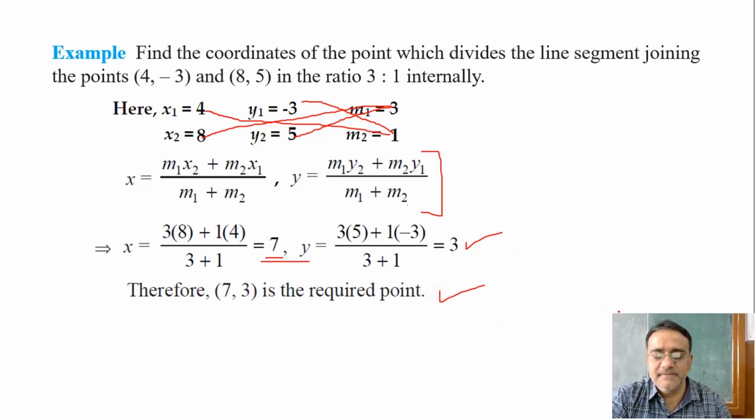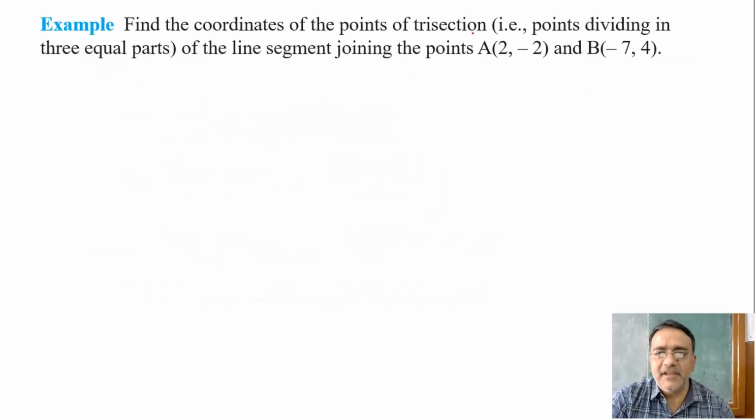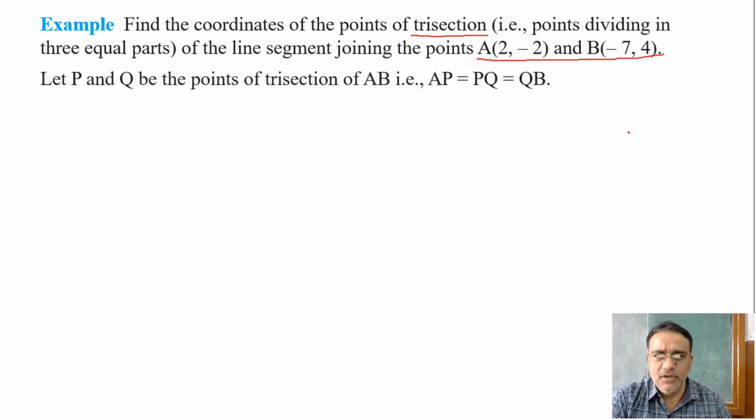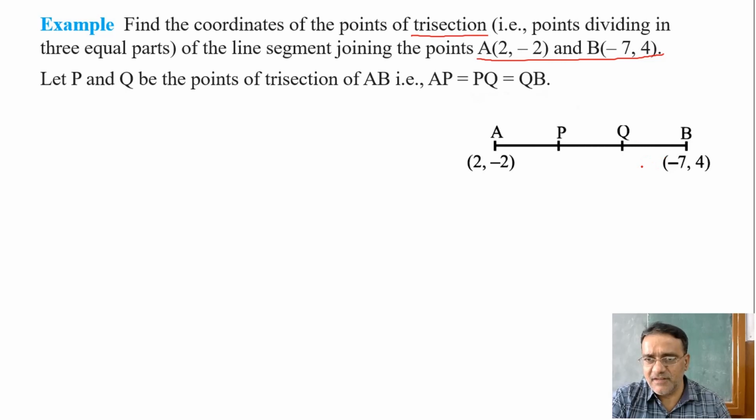Any doubt in this question? Okay, next question, trisection based question. Find the coordinates of the points of trisection, that is points dividing into 3 equal parts the line segment AB. So let P and Q be the points of trisection of AB, that is AP equals PQ equals QB. So this is the rough diagram. We need to find the coordinates of P and Q.